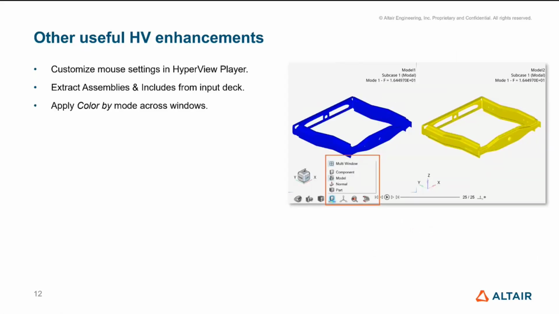Then we have enhanced our color by mode option, which is available in the view toolbar. So this option now can work across windows. So there is a multi-window mode that you can activate, and if you set the color by mode in one window, it's going to propagate to all the other windows in the same page.